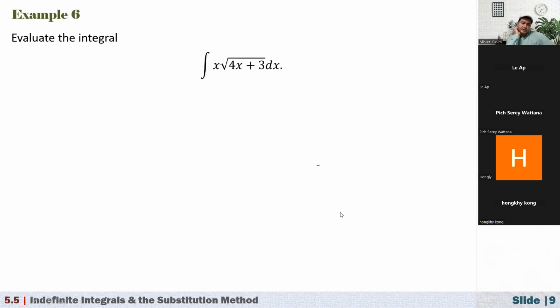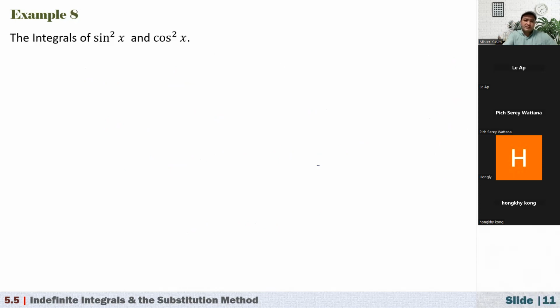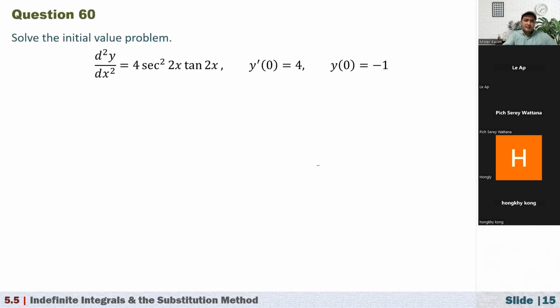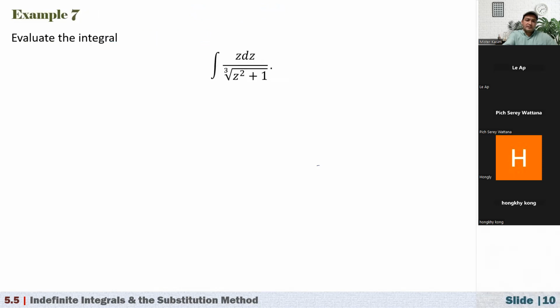Okay. So I think we have examples 6, 7, 8, 9, 10, 11, 12. Oh, okay, let's see as much as we can. All right, evaluate the integral. Here, let me use black.